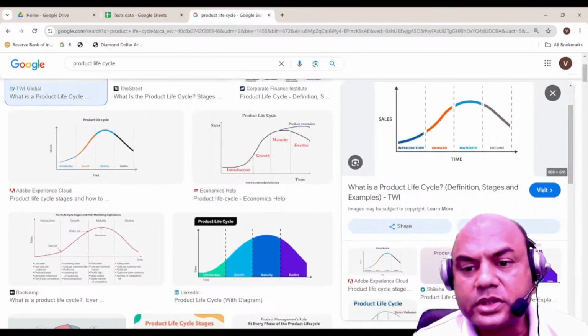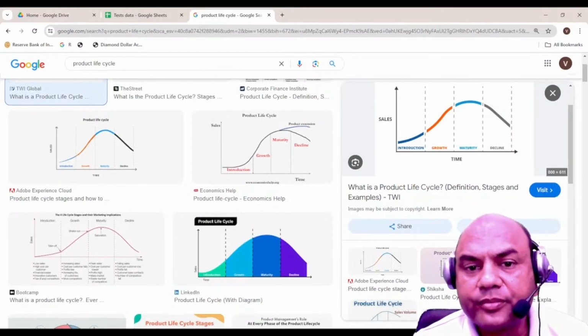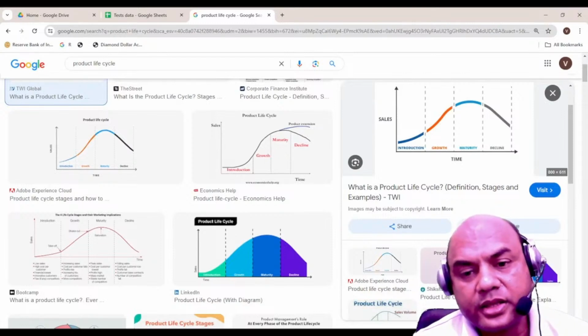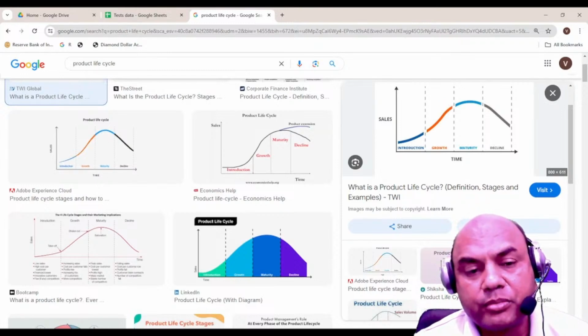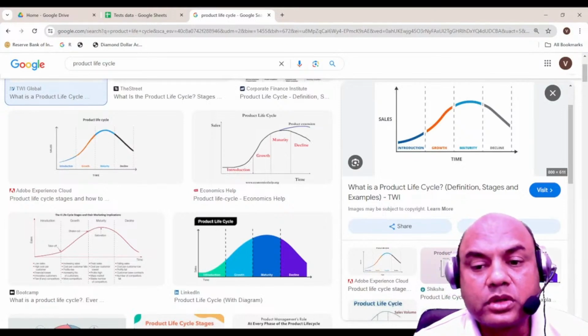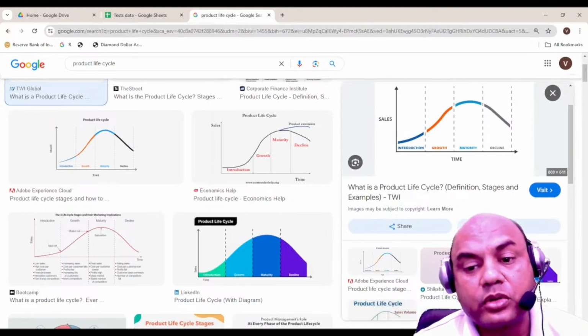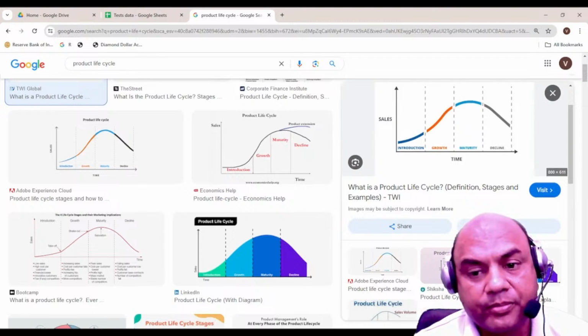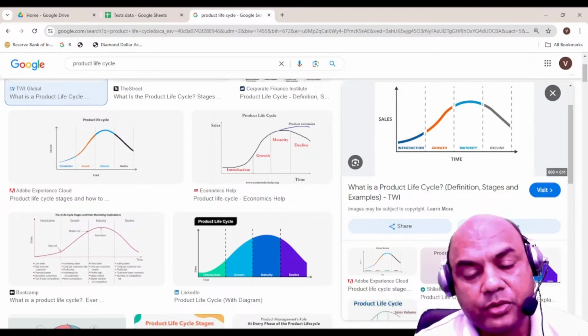See this. There are 4 stages in this: introduction, growth, maturity, and decline. Introduction means in this stage you are introducing the product. So you have to spend more. People do not know that product, so you will have to spend more on advertisement. Next is growth. In the growth phase the product has already started taking grip. People have come to know about the product, so here the product will start earning profits or revenue.